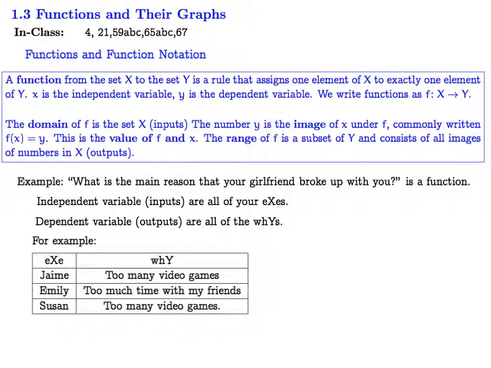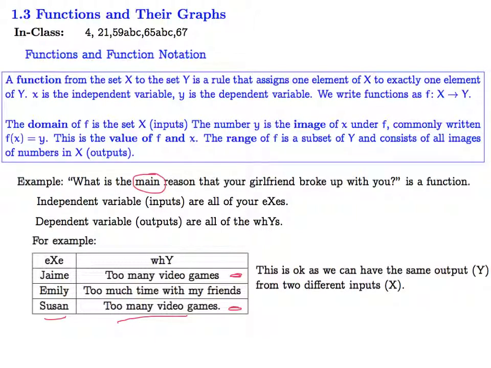Now, the big thing with functions is this is okay. These repeat answers, these repeat y's, are just fine. What we want to make sure is that each input, though, only has one output. A girlfriend can't give two reasons over here for breaking up with me, because the question was, what is the main reason? If I wouldn't have said main reason, then it wouldn't have been a function. So just to reiterate, it's okay, we can have the same output from two different inputs.